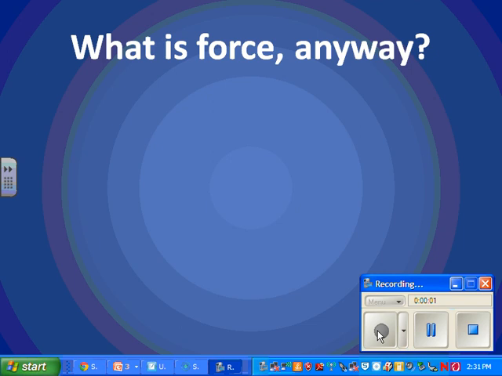We're going to be talking about Newton's laws of motion and the forces that contribute to it. You will need to use your Newton's laws of motion worksheet, and this could be in your journal or just a handout. What we're going to talk about first is, what is force anyway? The four components of force.